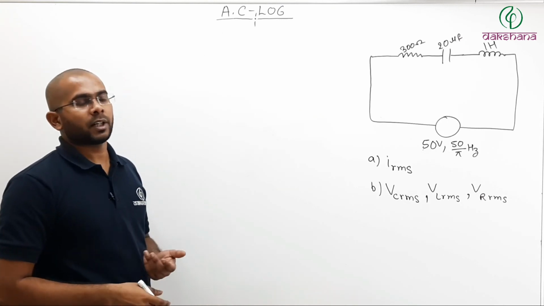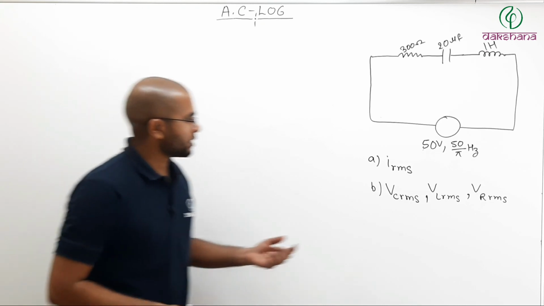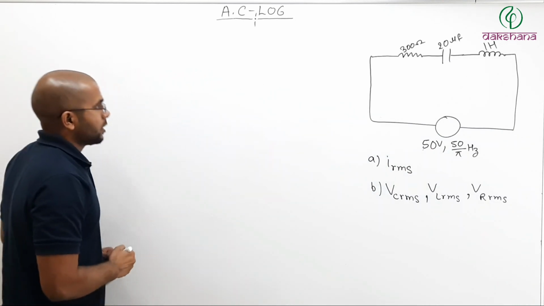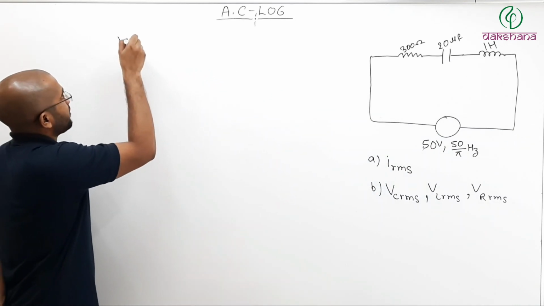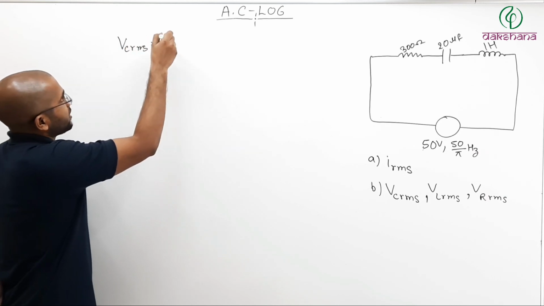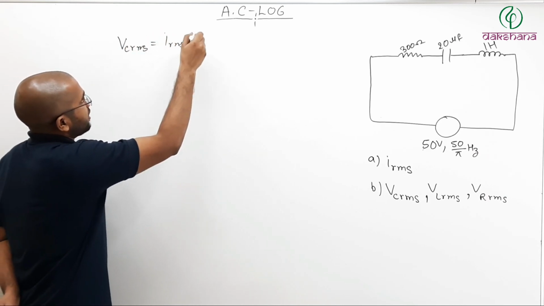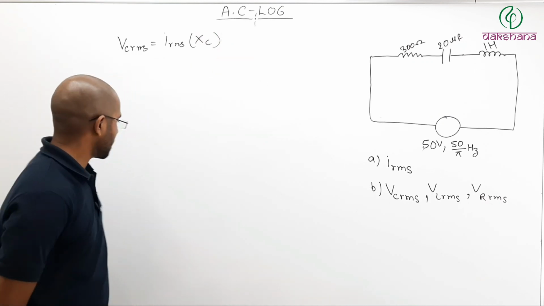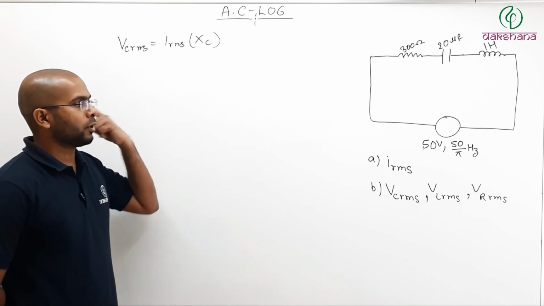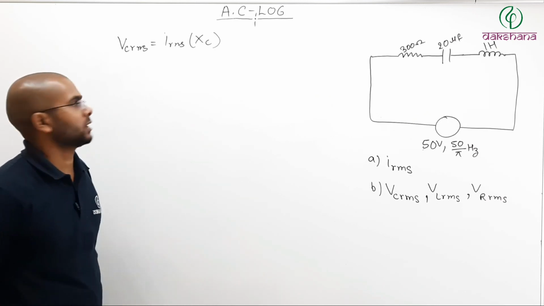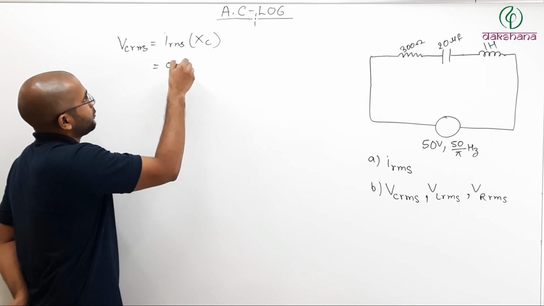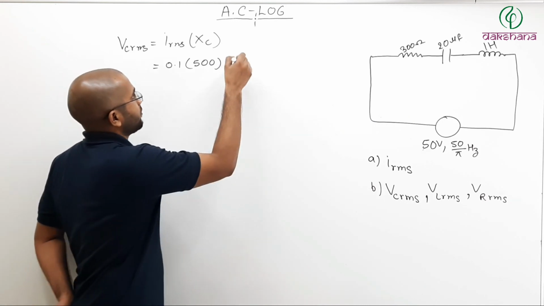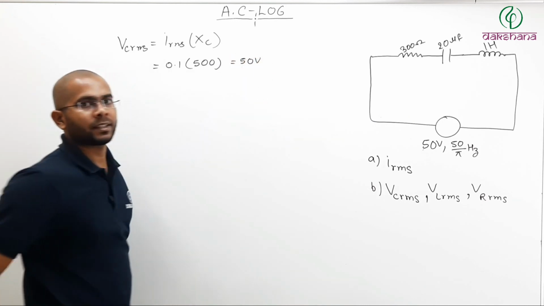Let us solve the next part of the question. It says to find the RMS value of the potential across these three components. If you remember, VCRMS is nothing but IRMS times XC. We have calculated IRMS: 50 volt divided by 500, so 0.1. So we can say 0.1 times XC, and XC we have already calculated to be 500. So that would be 50 volt.